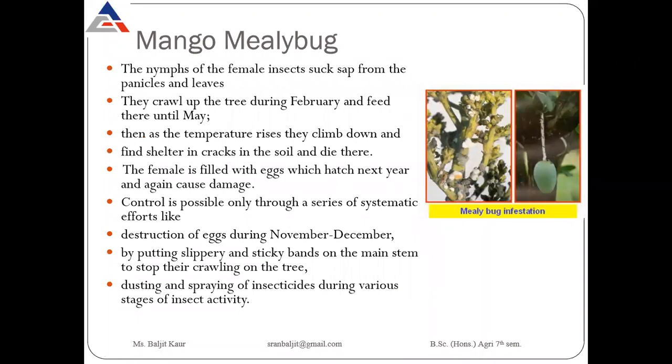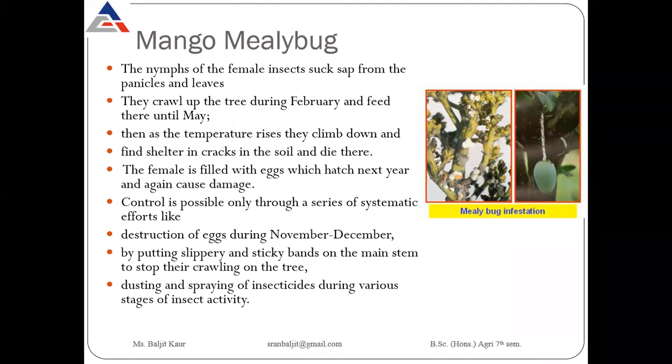Then mango mealybug. Mango mealybug is the major insect of mango. The nymphs of the female insect suck sap from the panicles and leaves, as well as from the inflorescence. These mango mealybugs crawl up the tree during February and feed there until May, right? So the attack of the mealybug is from February to May.